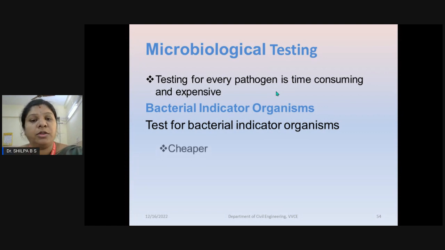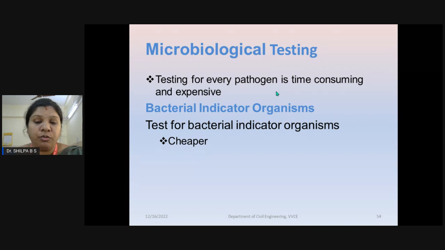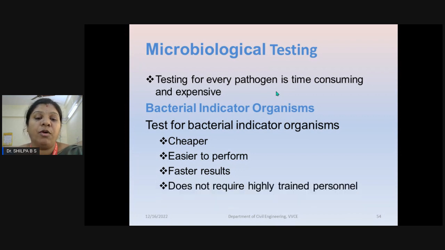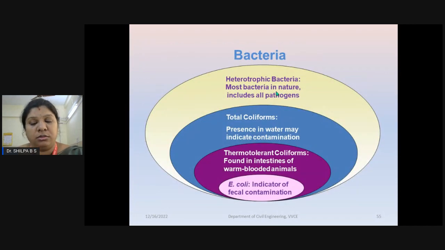The tests for bacterial indicator organisms, as we do very frequently, are most commonly used because they are cheaper in nature, easier to perform, give faster results when compared with other microorganisms, and do not require highly trained personnel. So with simple knowledge, a lab person can do this analysis.